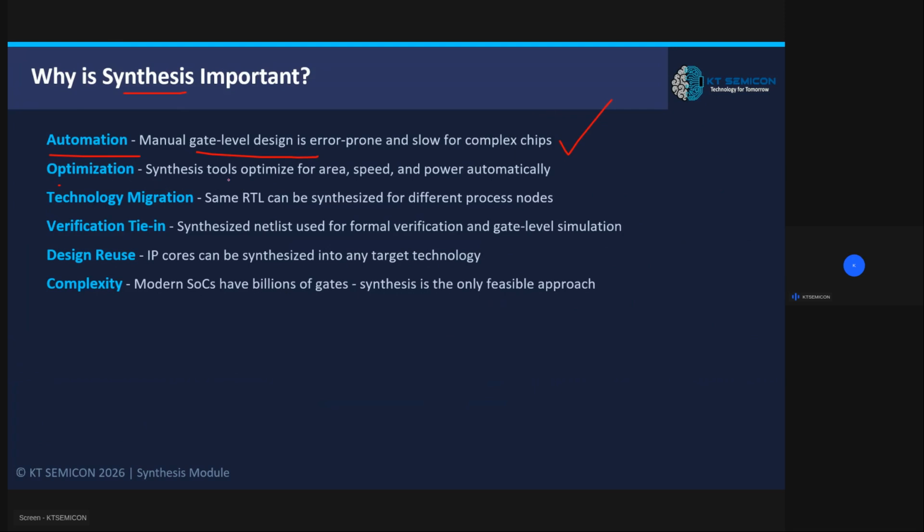So the synthesis tool optimizes for area, speed, and power. Say my design has only two inputs, A and B, but the tool unfortunately adds a four-input AND gate.